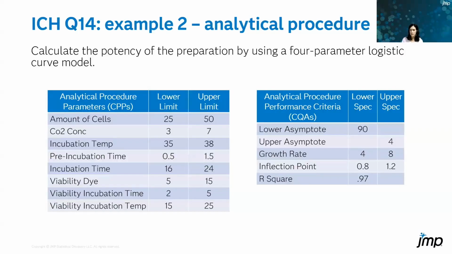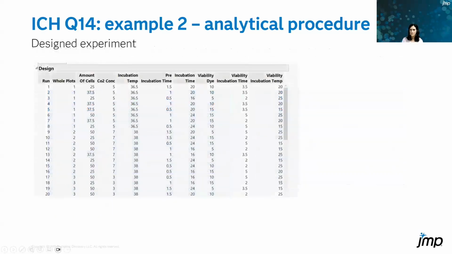These were known from prior work. On the right, we have the analytical procedure performance criteria that are requirements for the dose response curves. These are our critical quality attributes, or CQA. So these are our logistic curve criteria. We next designed an experiment using JMP's custom design platform with the CQAs as responses and the CPPs as factors. The CO2 concentration and the incubation temperature were actually hard to change factors for our experiment, so we needed to create a split plot experiment with Custom Designer in JMP.